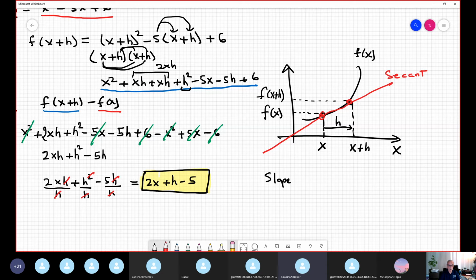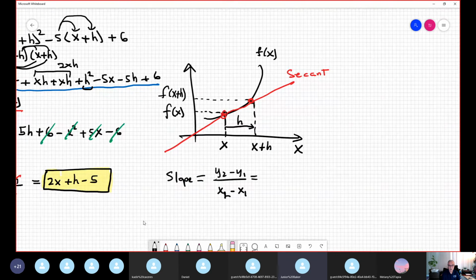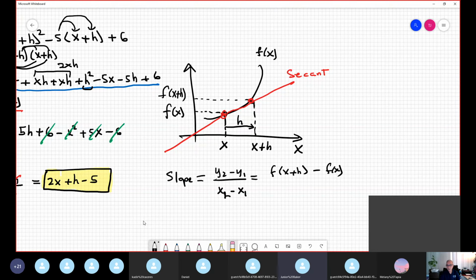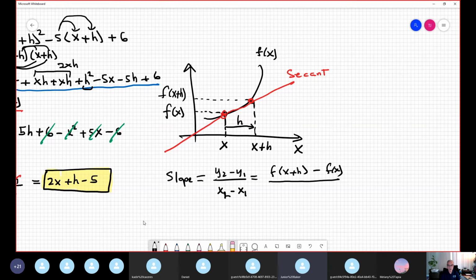And the formula for the slope is y2 minus y1 over x2 minus x1. This is the formula. But in this case, it's very similar because the y in function notation is f of x plus h minus f of x. Can you explain the beginning of step 1? Yeah, of course. Divided by, and the difference between x2 and x1 is h. And that's the formula. So what is the geometric interpretation?